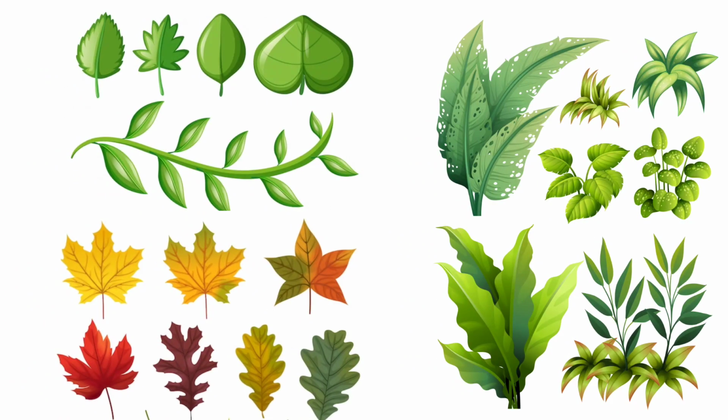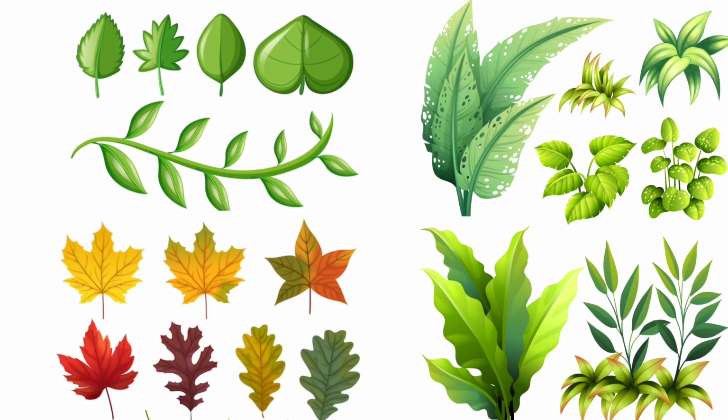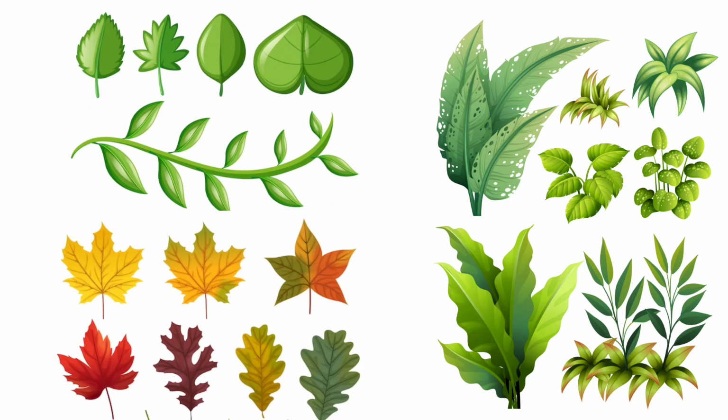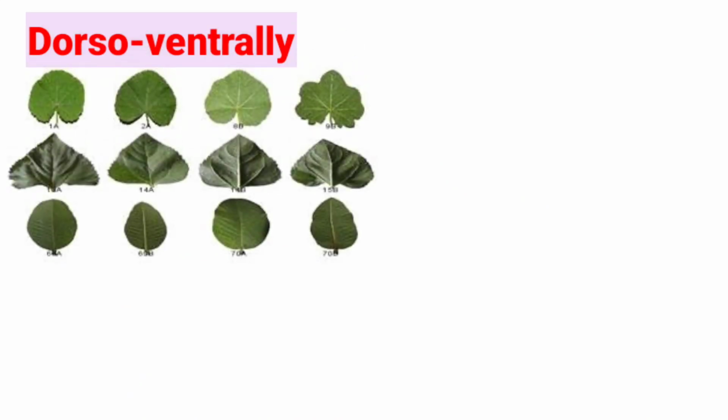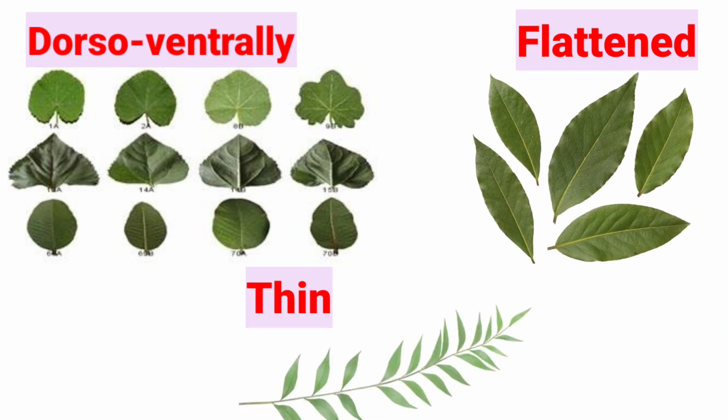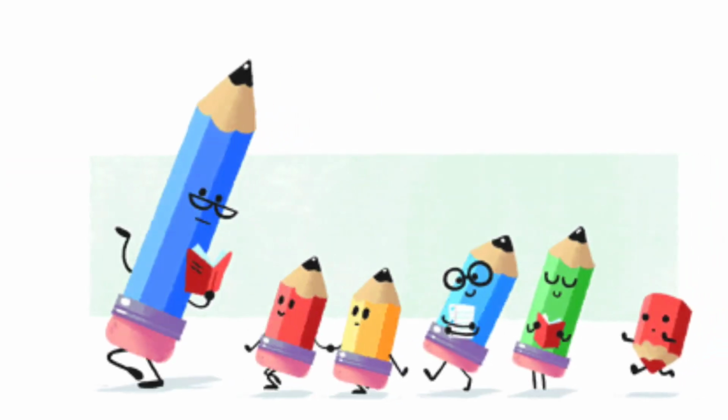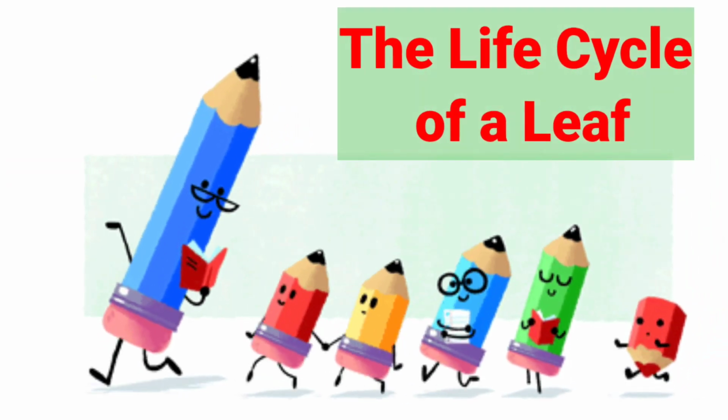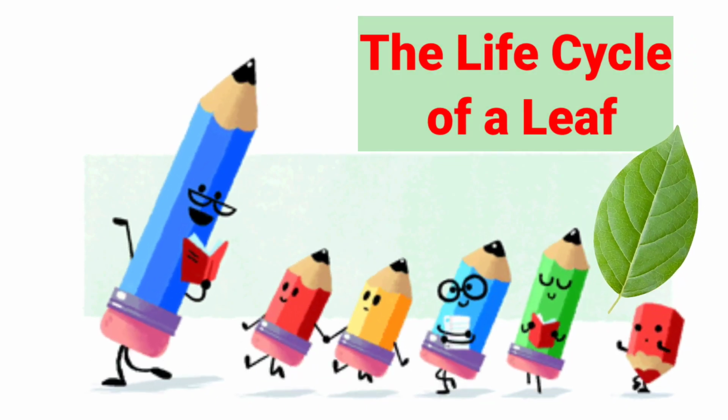Leaves vary in different shapes, sizes and colors based on the plant type and are generally dorso-ventrally flattened and thin. Now let's go to see the life cycle of a leaf.